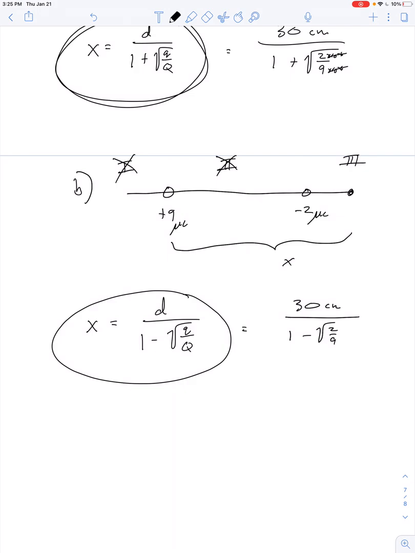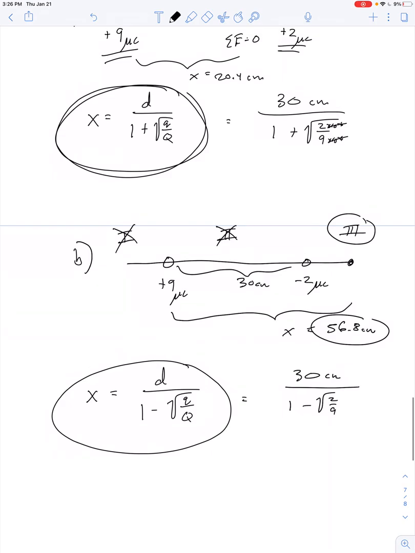So again, the square root of 2/9 is about 0.47. When subtracted from 1, we get about 0.53. And when we divide 30 by 0.53, we get about 56.8 centimeters. Okay, so figure not drawn to scale. If this represents 30 centimeters, then we don't quite have our figure drawn to scale, but we've got at least the right region here. So there you have it. A few examples of how we can apply these equations for electric field and electric force. Thanks for watching.